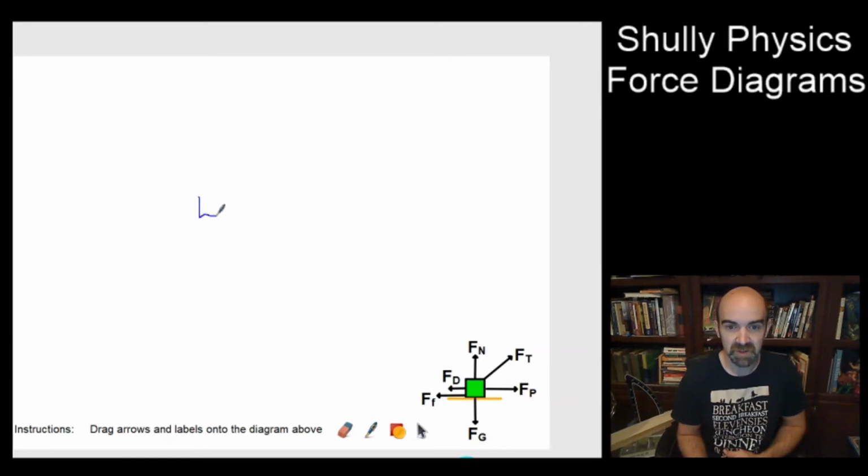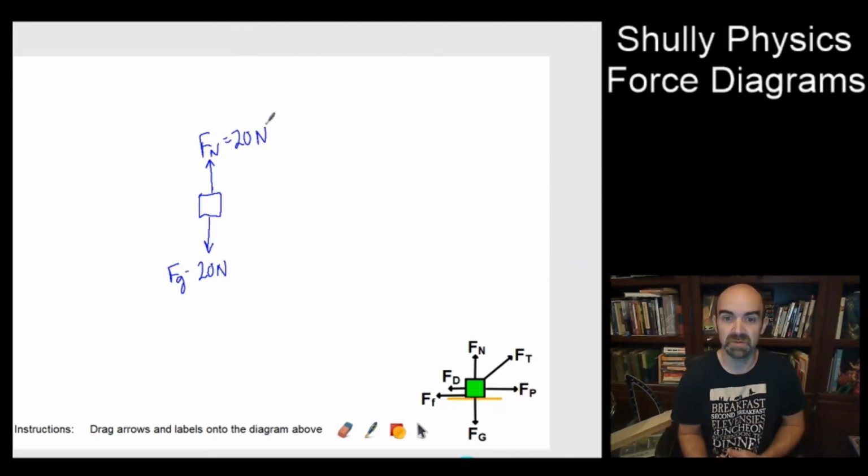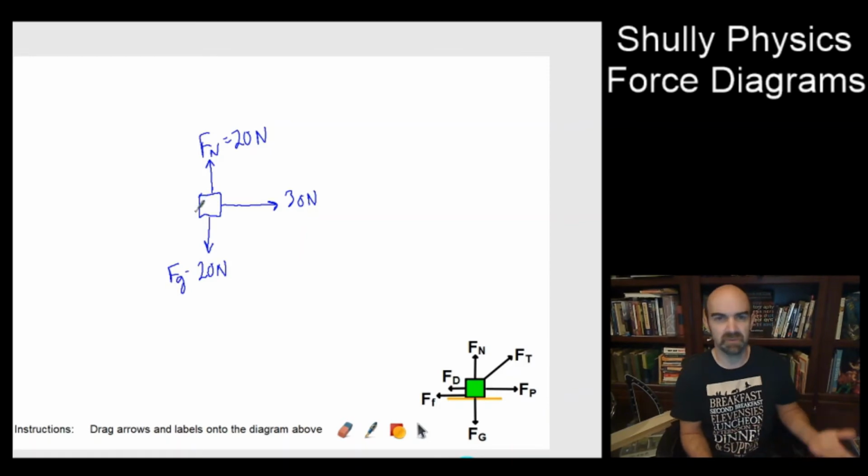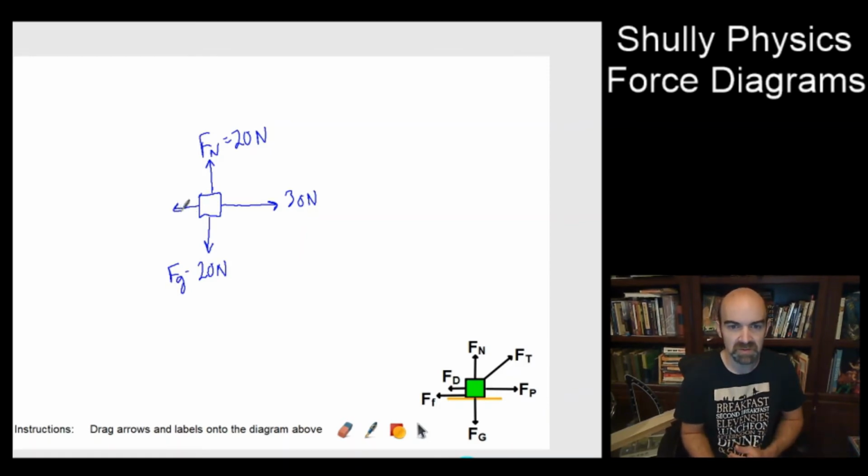So let's take a new scenario here and add some numbers in. What if we've got 20 newtons of weight? I'll just go ahead and label that. Okay, and there's some kind of object sitting on the surface. So there might be some normal force. That's also 20 newtons. All right, now we're just going to push this along to the side. Let's give it 30 newtons of push. And let's say there's either drag or friction involved here. Let's say there's only 10 newtons going this way. Okay, so there might be a push force, and there might be some friction.